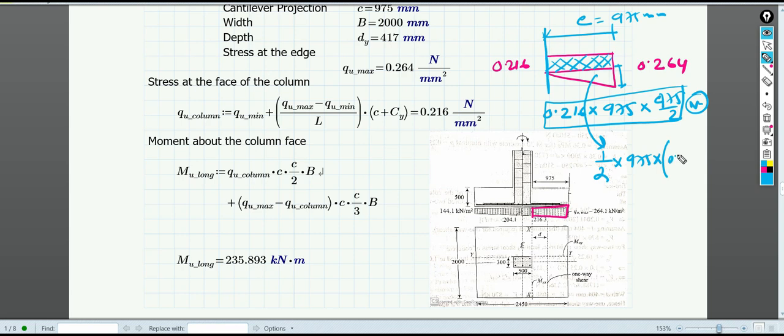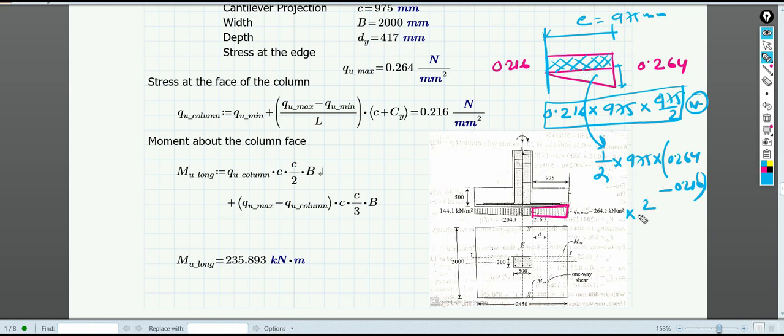Okay, this is exactly what is done in these particular equations. As you know, I am using MathCAD software, so I have already defined what C is. C is the cantilever projection, B is the width and all. So that is why I have just written the equation. You can also directly write the numerical values.